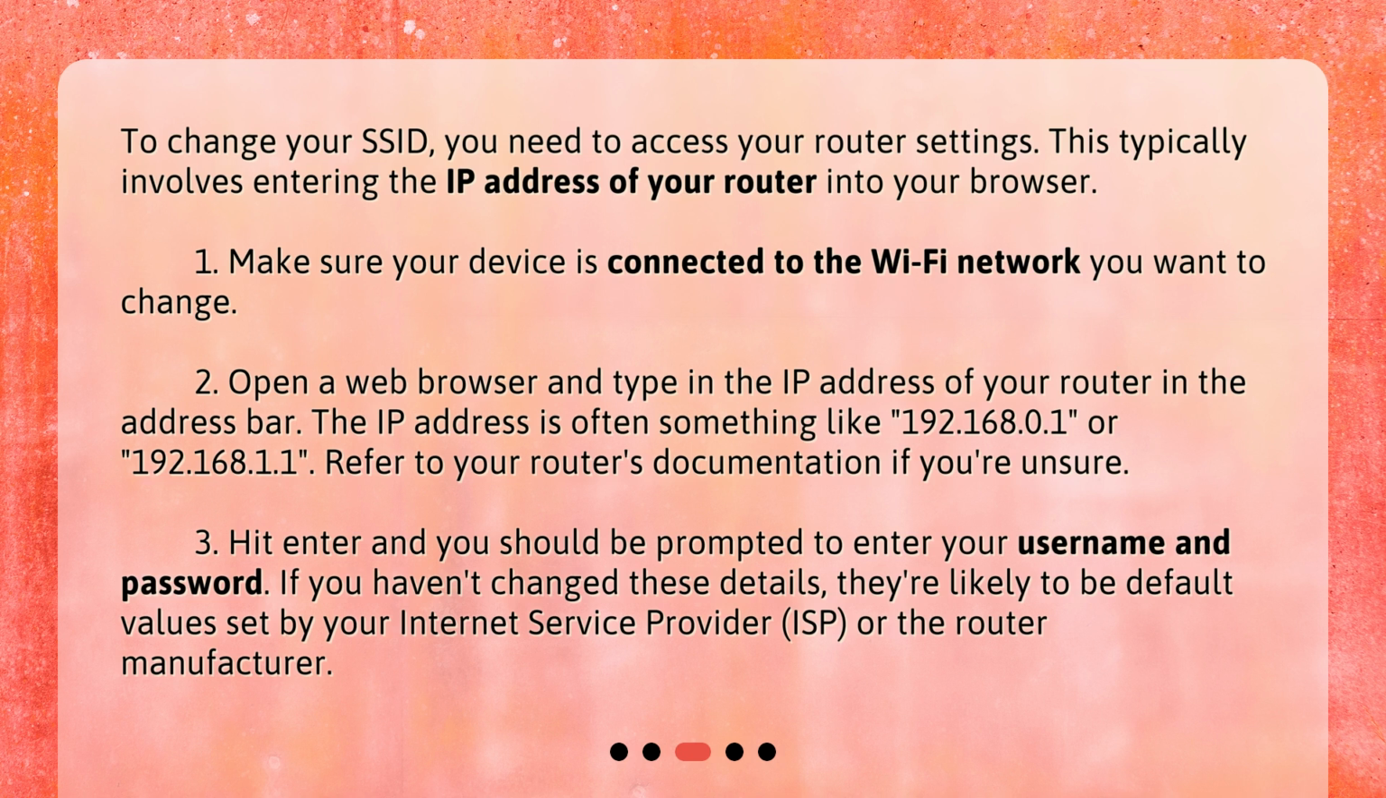The IP address is often something like 192.168.0.1 or 192.168.1.1. Refer to your router's documentation if you're unsure. 3. Hit enter and you should be prompted to enter your username and password. If you haven't changed these details, they're likely to be default values set by your Internet Service Provider, ISP, or the router manufacturer.